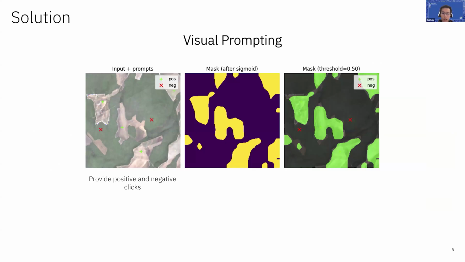So instead of adjusting the model weight, we just provide the model some examples of what we want to segment, and based on the examples that we provide, the model can automatically generate the mask for us. In this case, we just provide some positive and negative prompts, what we want to segment, and based on this example that we provide, the model can automatically generate the mask for us.